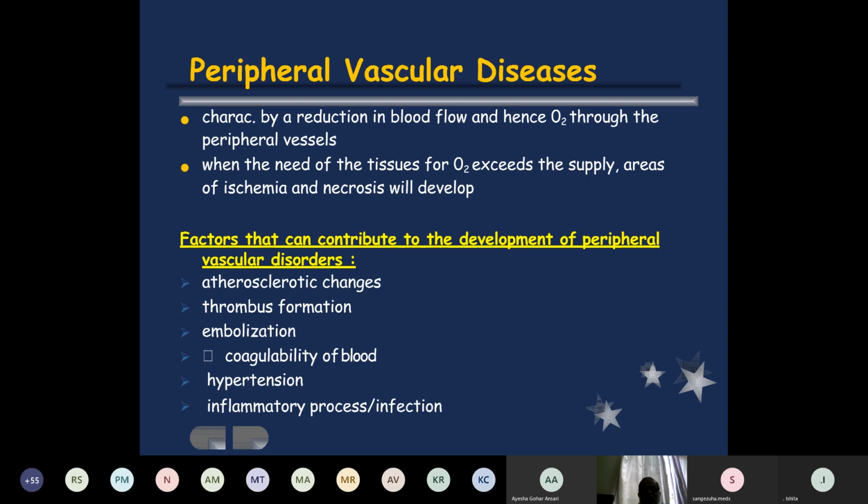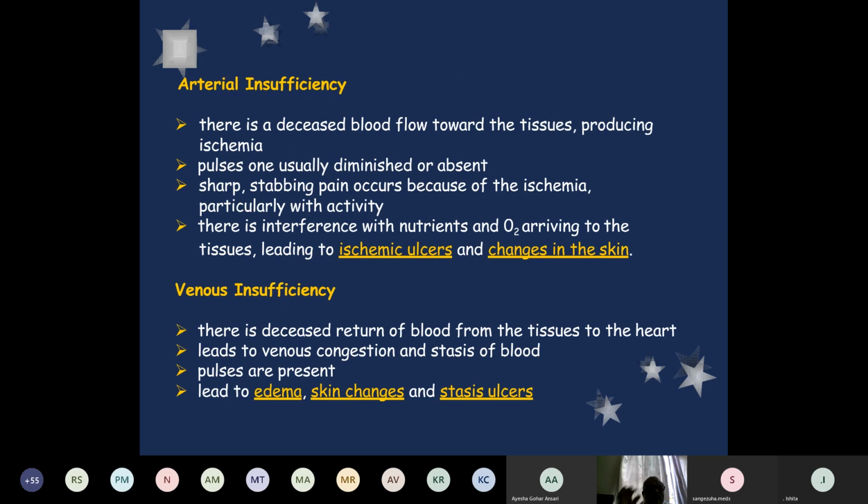The factors that can contribute to the development of peripheral vascular disease include atherosclerotic changes in the vessels, thrombus formation, embolization, coagulability disorders, hypertension, and various inflammations of the vascular system. We are mainly concerned with arterial insufficiency.